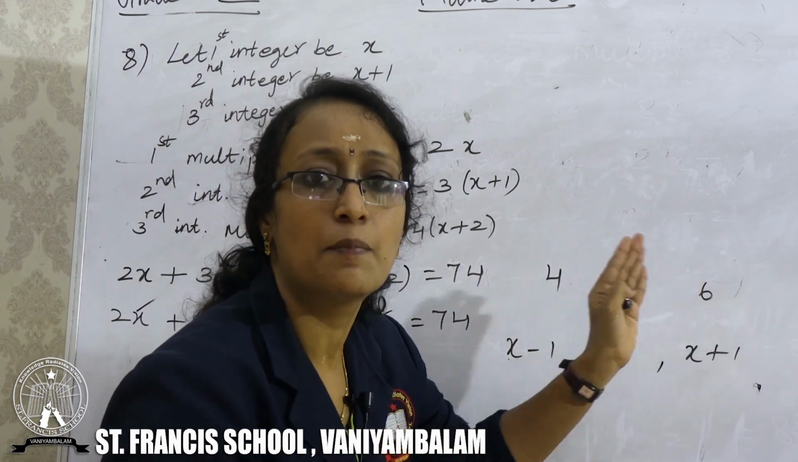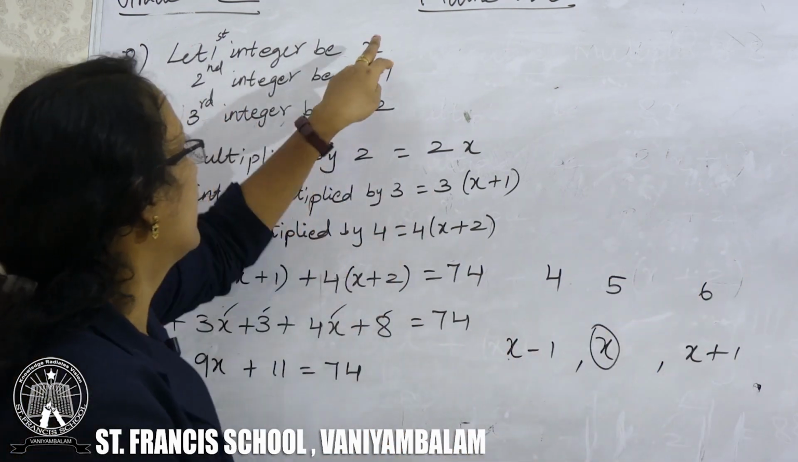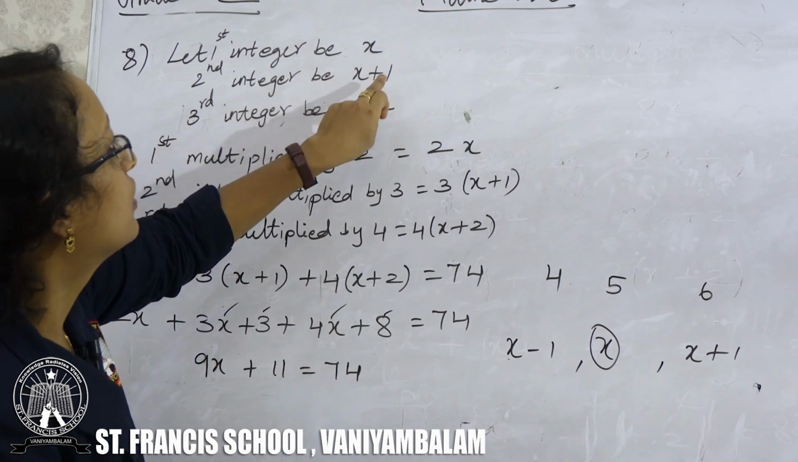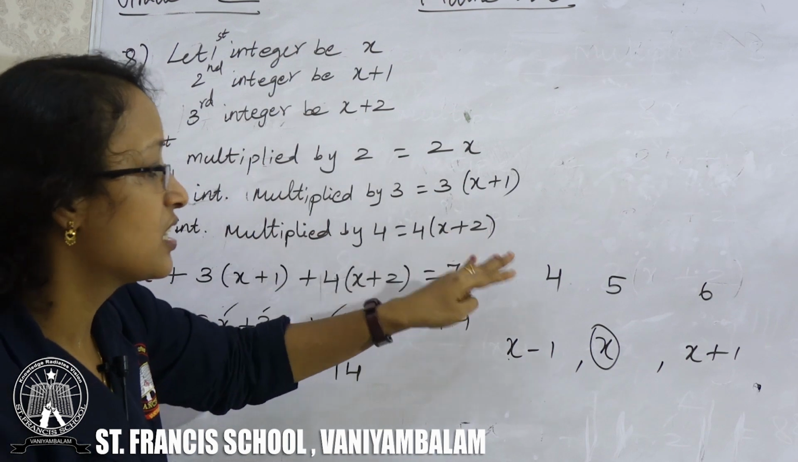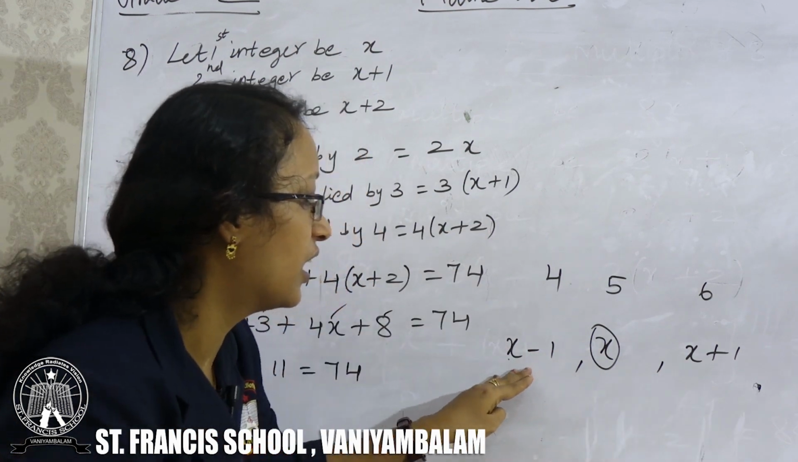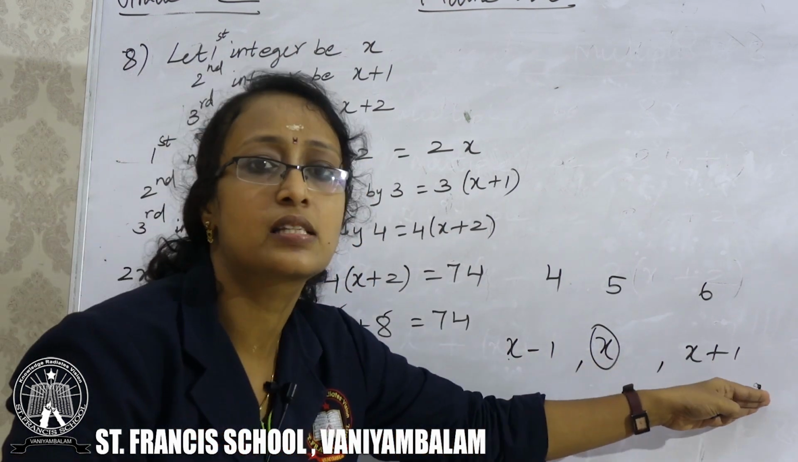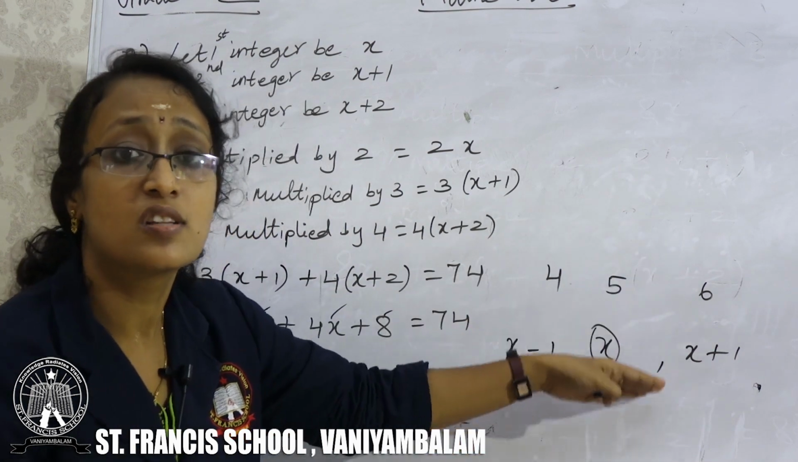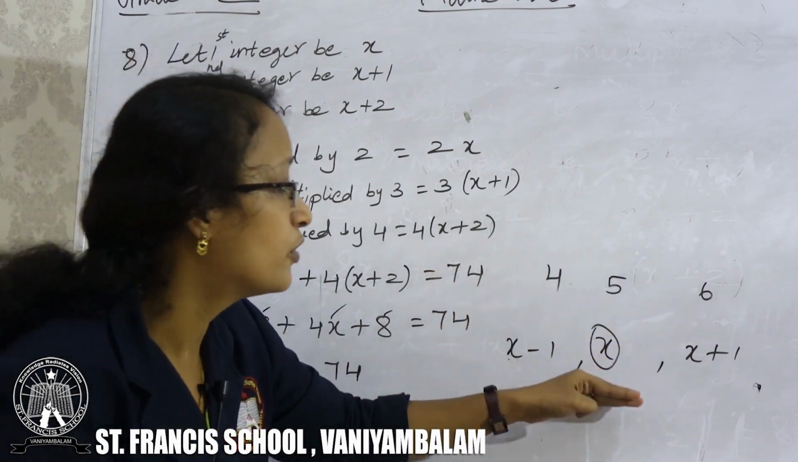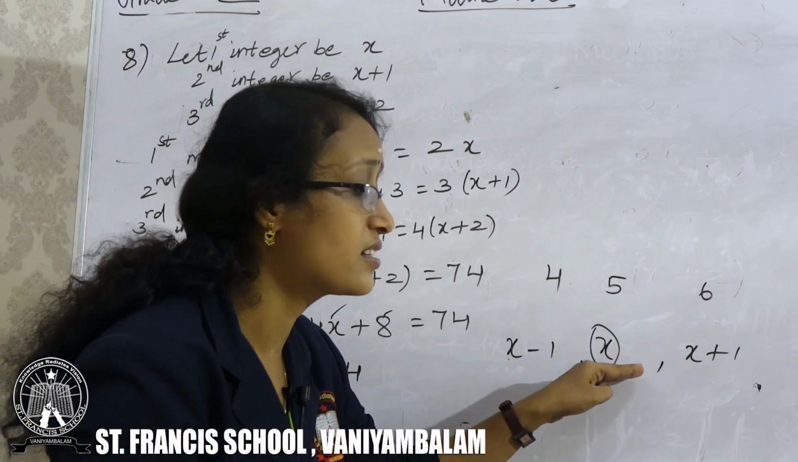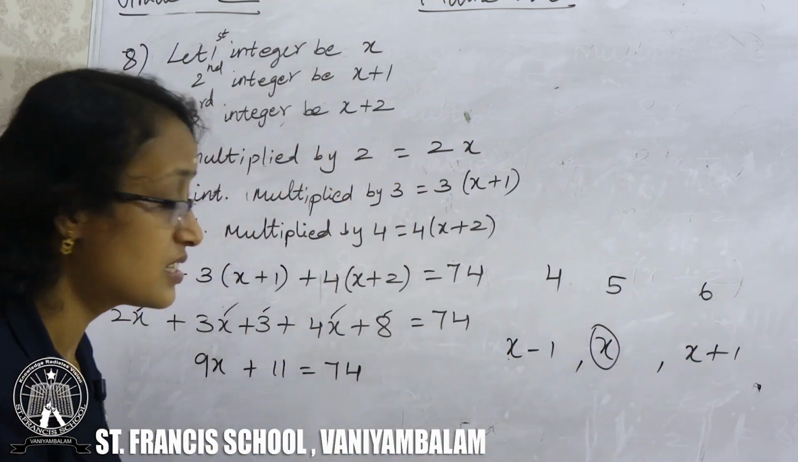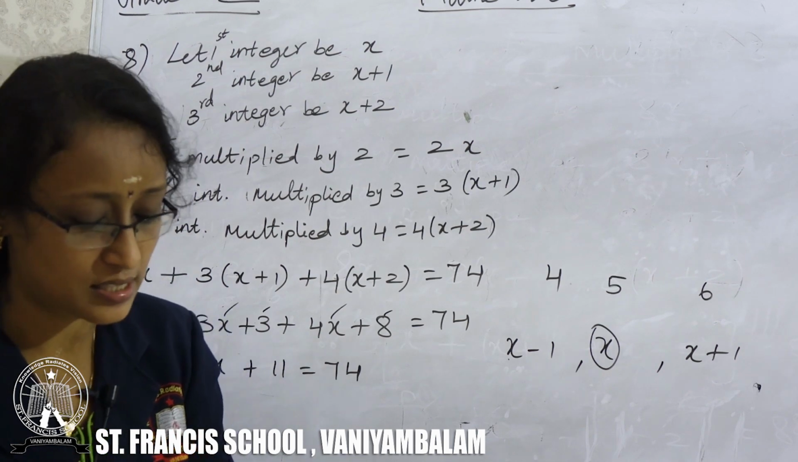4, 5, 6 numbers are continuous? Yes. If it is 4, this is 5 and this is 6. This is continuous? Yes. If you take the values x minus 1, x and x plus 1, that is also consecutive integers. If you take the integers as x minus 1, x and x plus 1, you will get the same x value here, answer here.